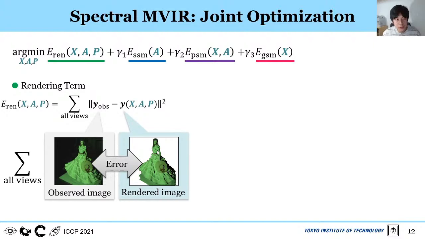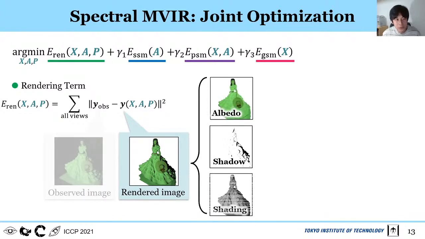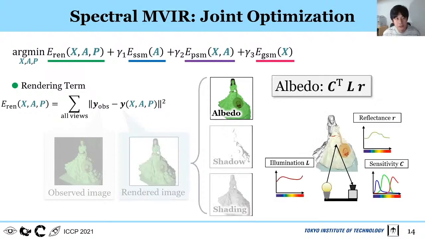Firstly, the rendering term evaluates the error between the observed image and the rendered image for all camera views. The rendered image is the product of RGB albedo, shadow, and shading. First, the RGB albedo can be modeled as the product of the spectral reflectance of the object, the spectral power distribution of the illumination, and the spectral sensitivities for the 3 channels. Then, integrating over the visible spectral range, we can obtain the RGB albedo.